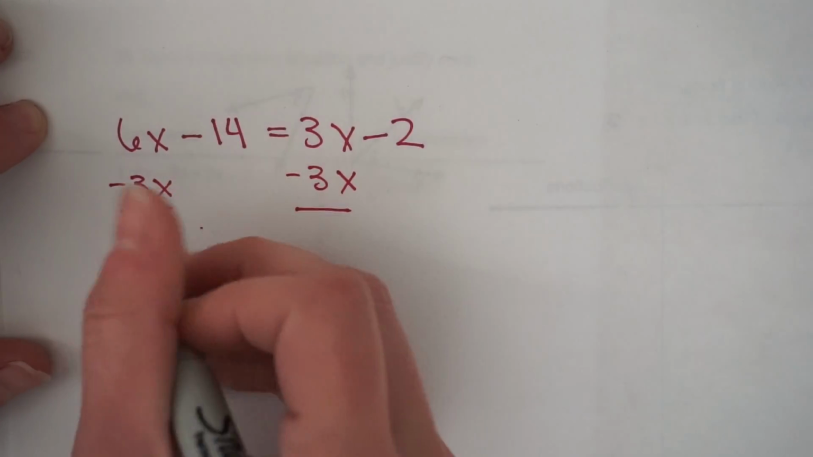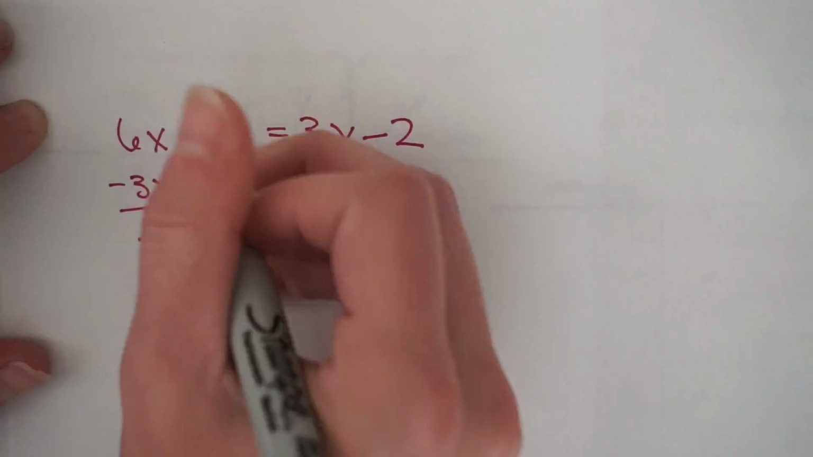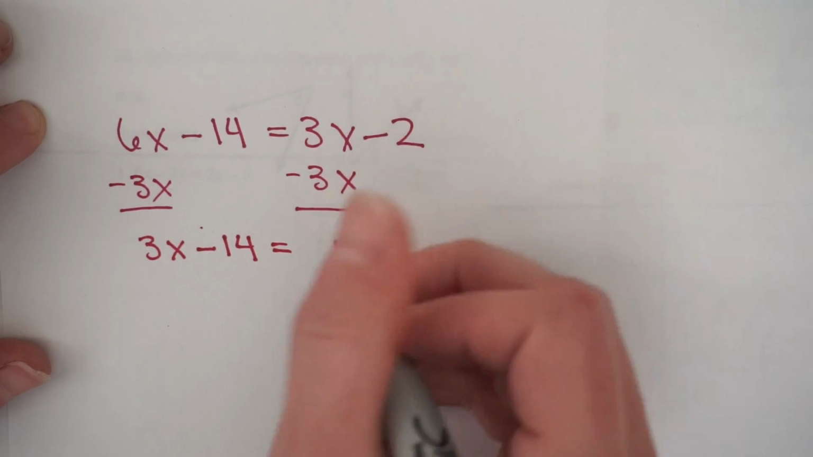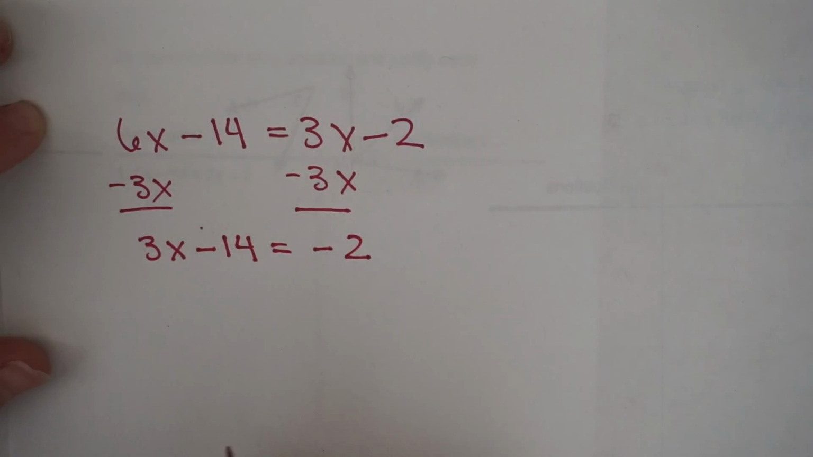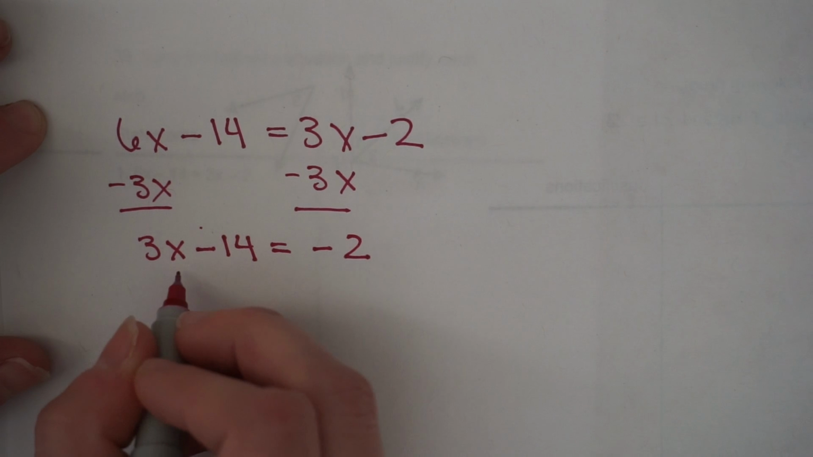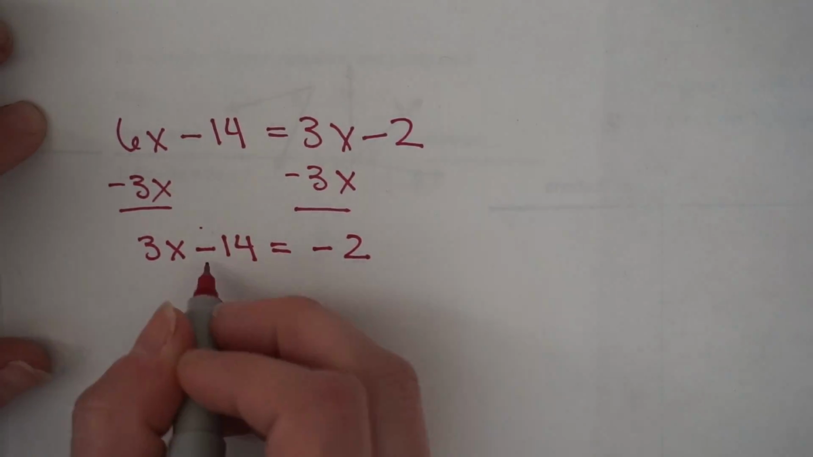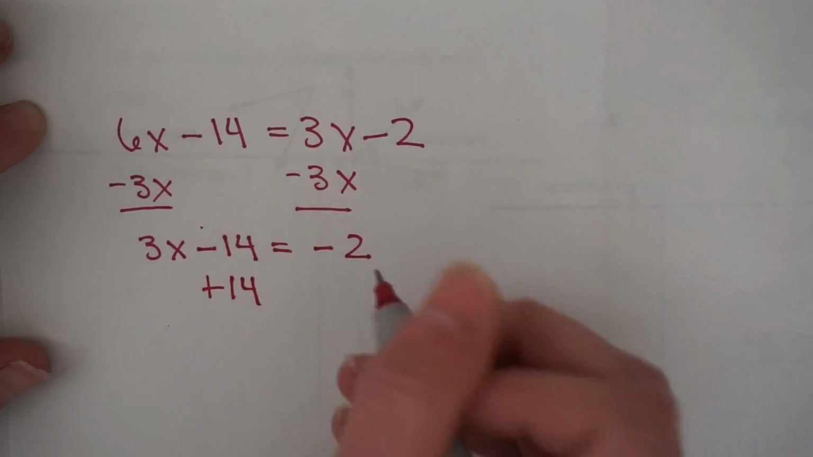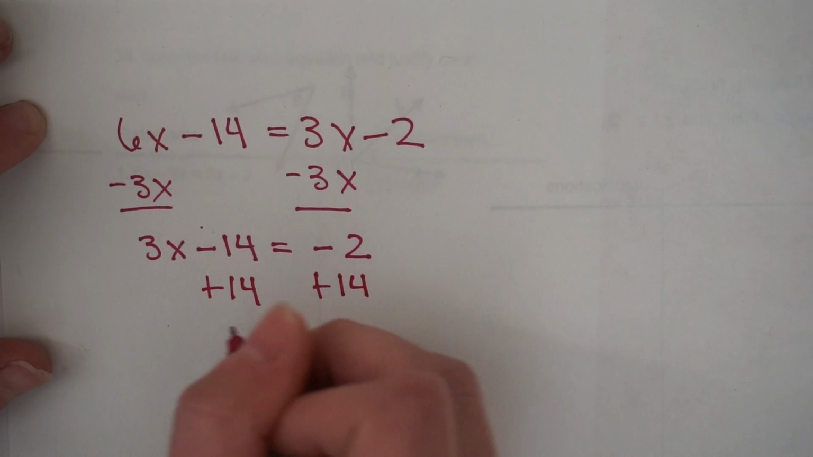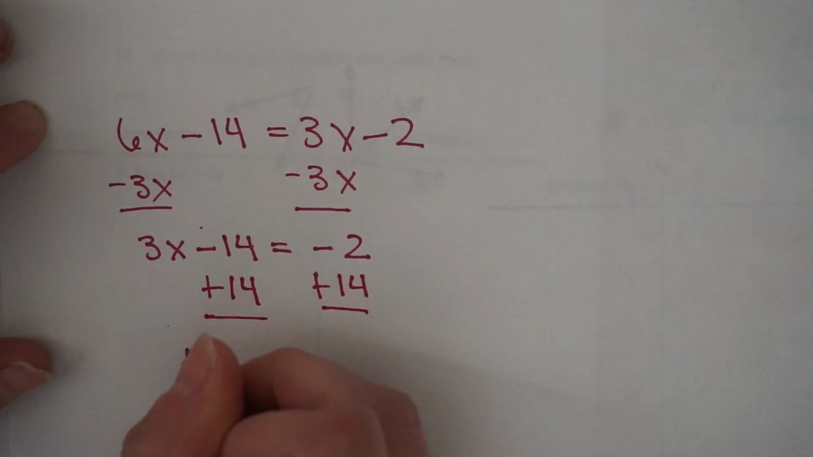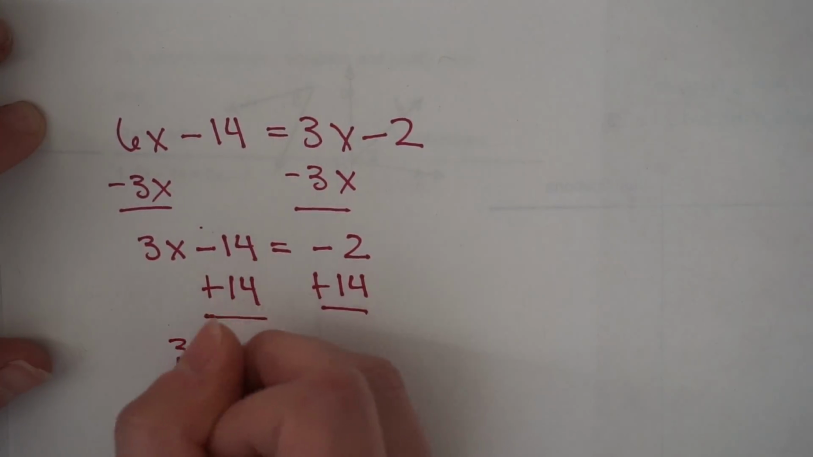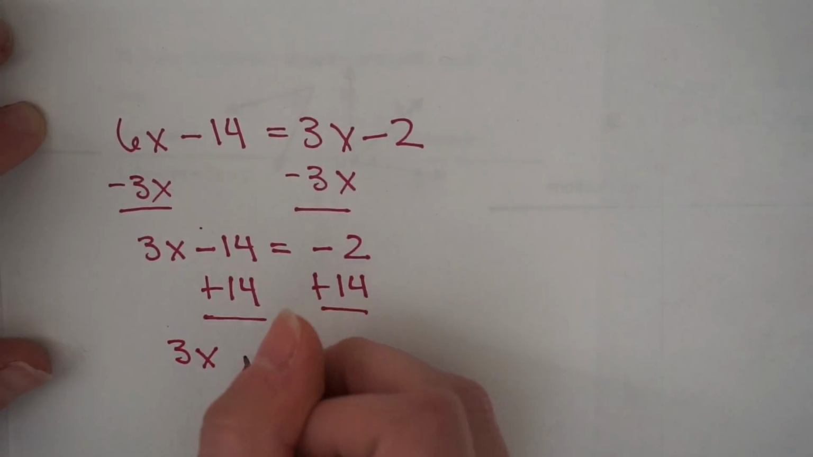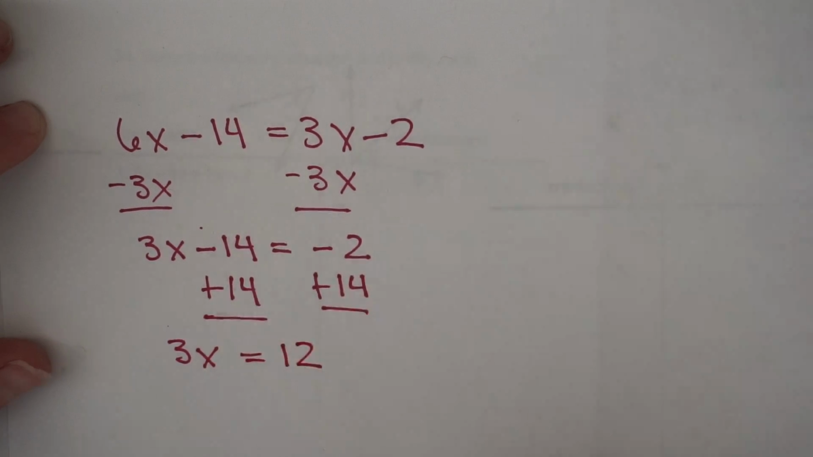So 6x minus 3x gives me 3x. Bring down that negative 14. Okay, it's equal to negative 2. Boom. So now I'm trying to get x by itself, right? So I need to bring that 14 over. It's a negative, and the opposite is a positive 14. So I'm going to add 14 to both sides. Right? So now I can bring down that 3x. Right? And then negative 2 plus 14 gives me a positive 12. Yep.